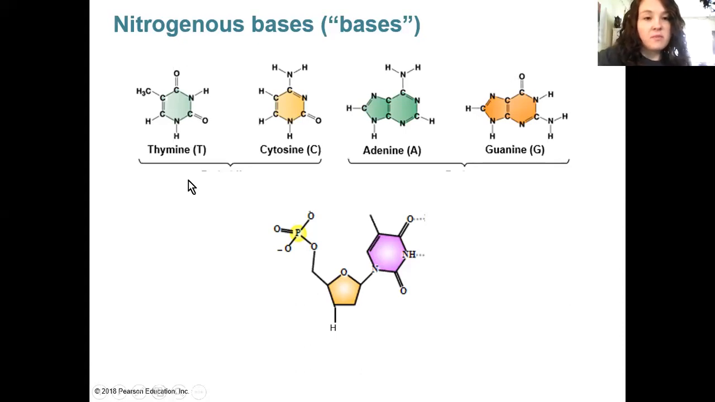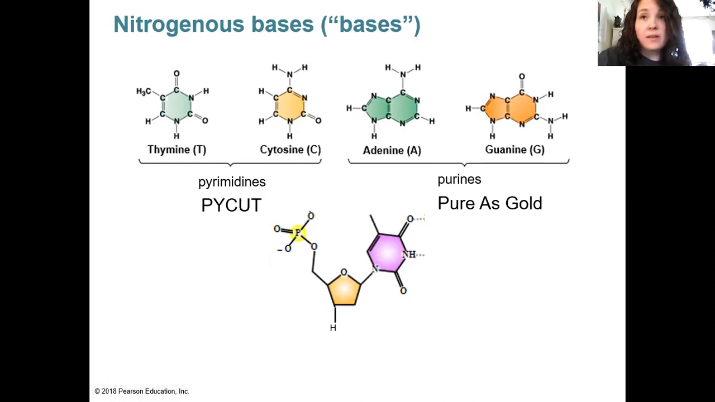Thymine, which is abbreviated with a T, cytosine, which is abbreviated with a C, adenine, A, and guanine, G. Nucleic acids with two carbon rings are called purines. They have two. And with one carbon ring, they're called pyrimidines. And you can remember this with the acronym CUT the PY: pyrimidines, cytosine, thymine, and the U is for uracil, which is only in RNA. And we'll talk about that in a minute.